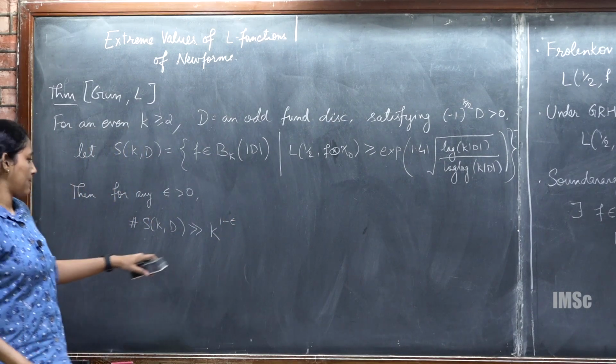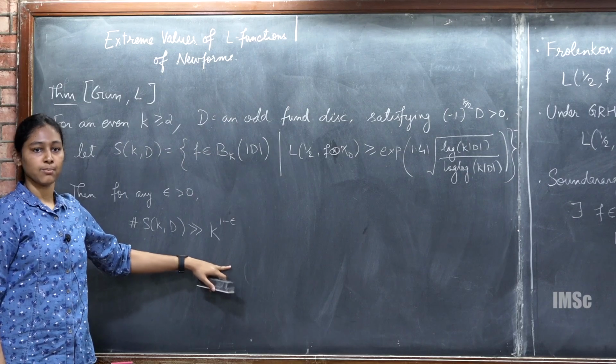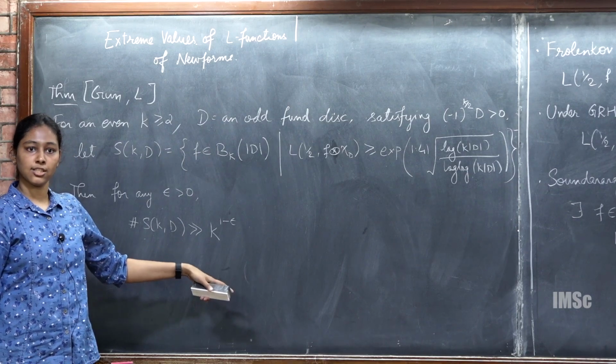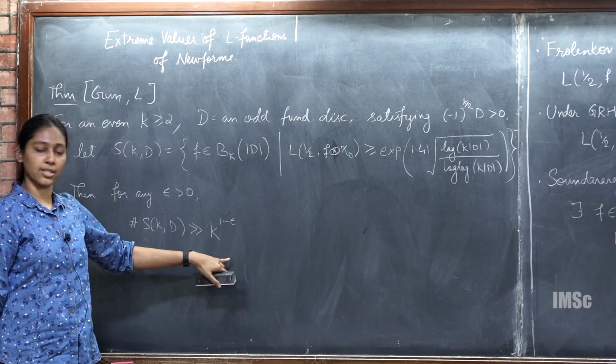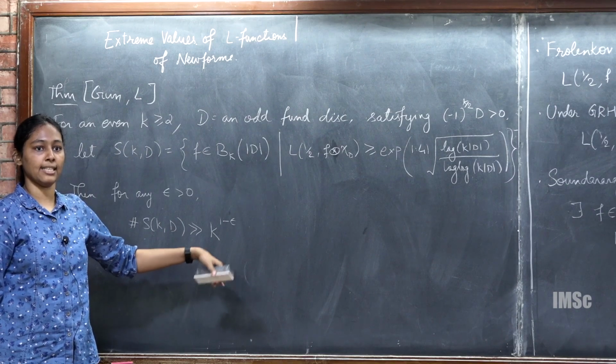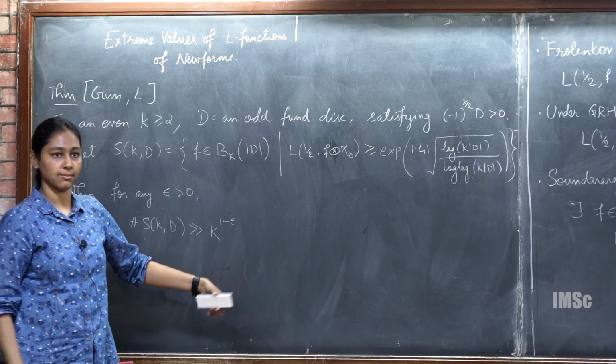And this bound is also expected to be the best possible. Under the Keating-Snaith conjectures, we know that the k to the epsilon in the denominator cannot be replaced by any fixed power of log k.